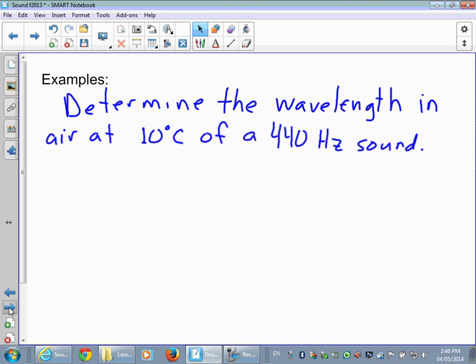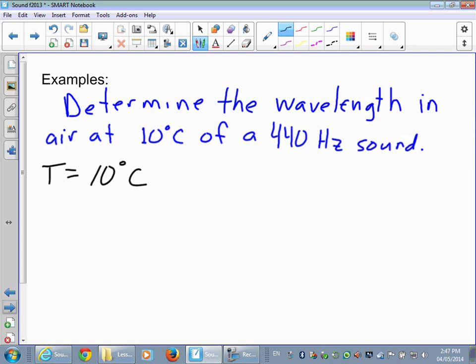So what does this look like? Is a diagram all that useful here? Probably not. I'm a big fan of drawing diagrams when they're appropriate. In this case, it's probably not appropriate. So what do we know? We know the temperature of the air is 10 degrees Celsius. We know the frequency of the sound is 440 hertz.